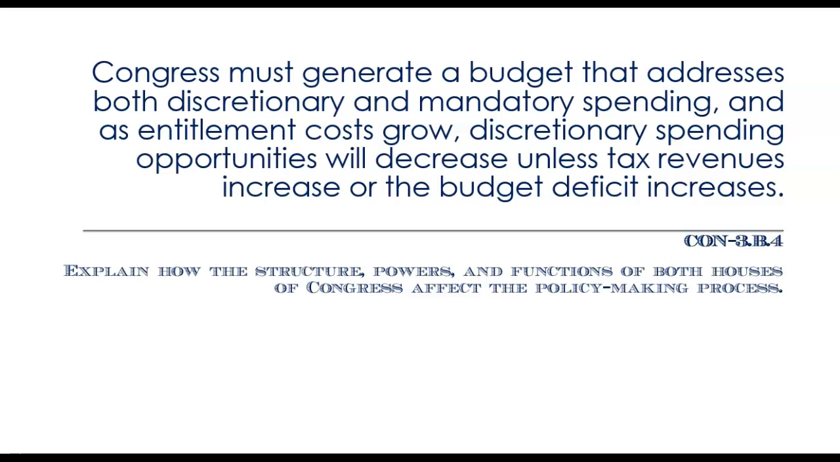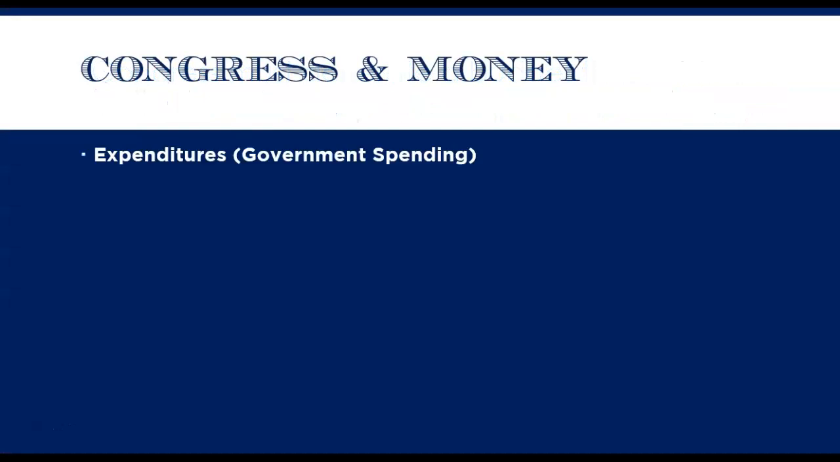We're going to talk about spending and opportunity, different things like tax revenue increases and budget deficits. First, with Congress and money, let's do a quick review. Remember that Congress must create a budget every year. They allocate burdens and benefits. Remember, burdens are what they must pay, and benefits are what they get in.